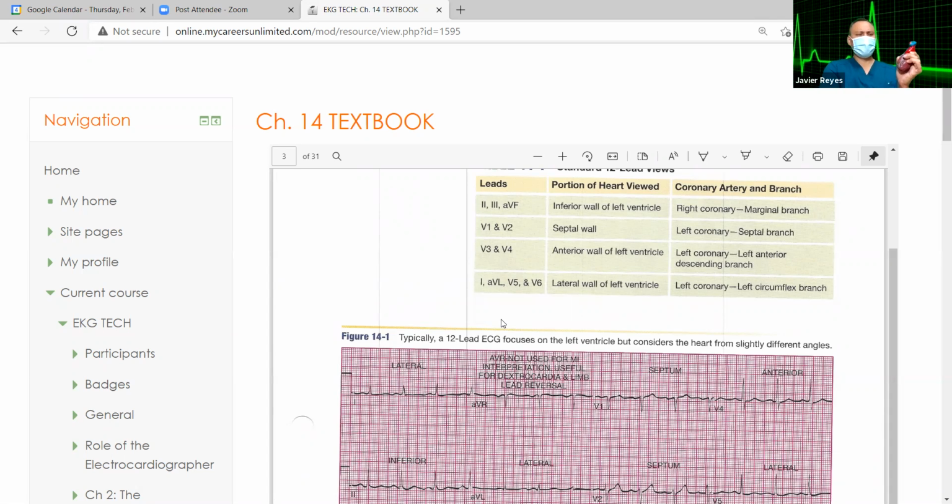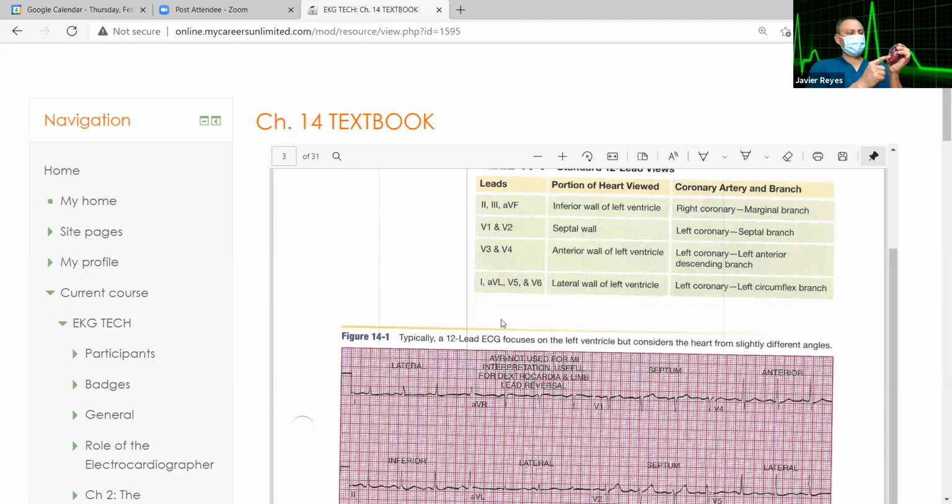V1 and V2, we know they're right there in the center. What part of the heart, what muscle, do they look at? This middle part that separates the two ventricles is called the septum or the septal wall. So V1 and V2 are looking straight at it. If there are any changes in V1 and V2, like ST elevation and all that, then you're looking at a septal heart attack.